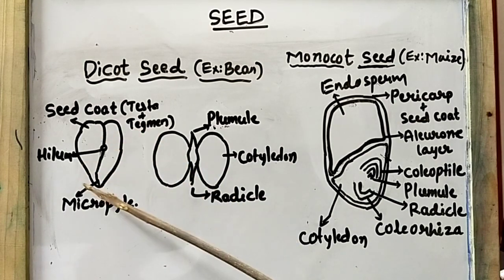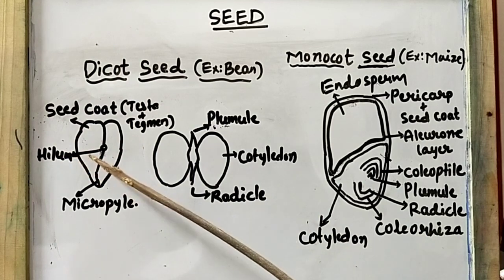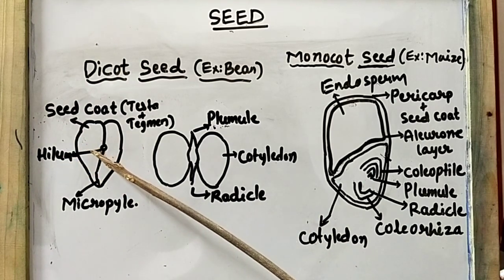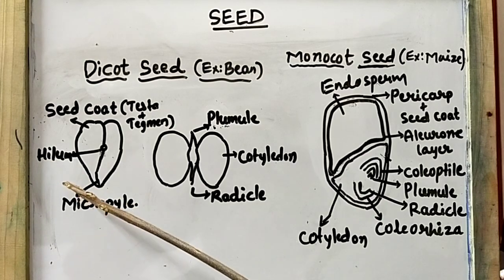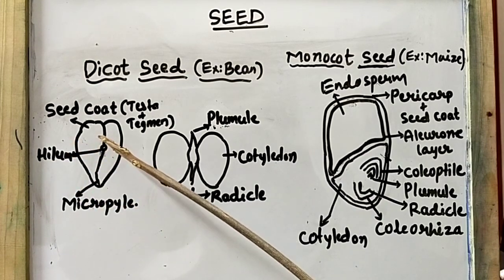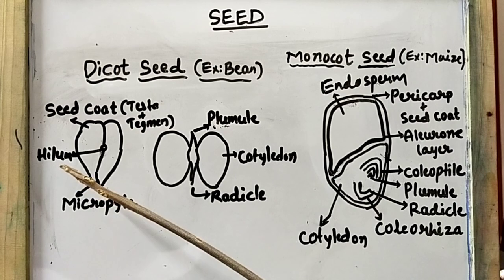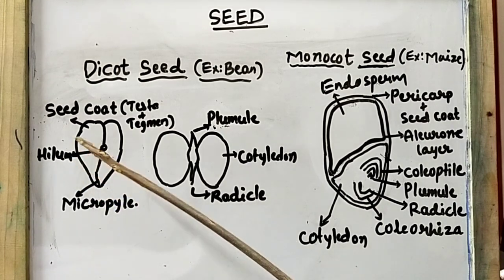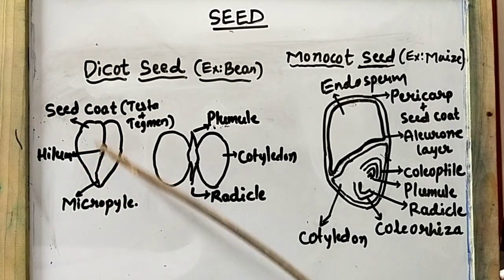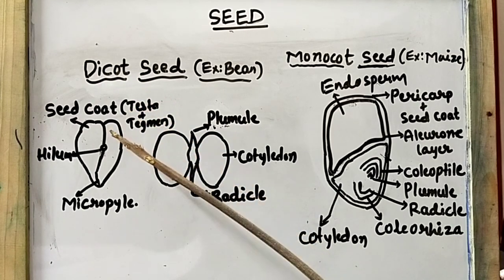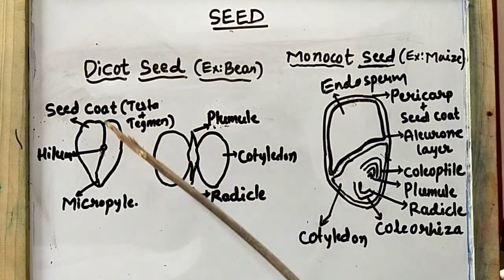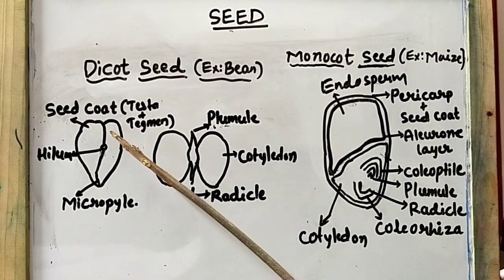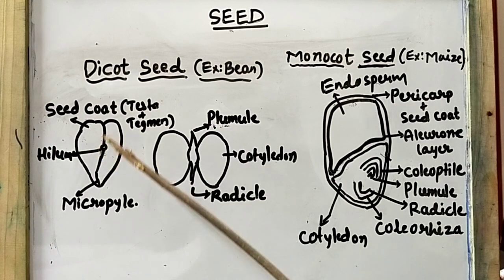On this seed, if you observe, we have a scar. That scar is known as the hilum. It is a point-like structure present on the seed. With this hilum only, the seed is attached to the fruit.